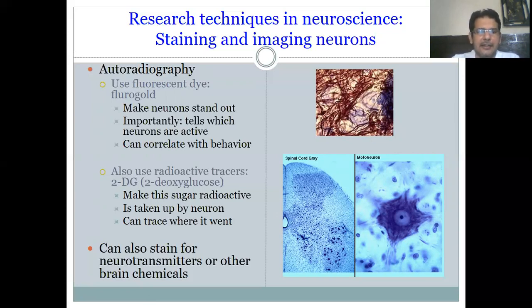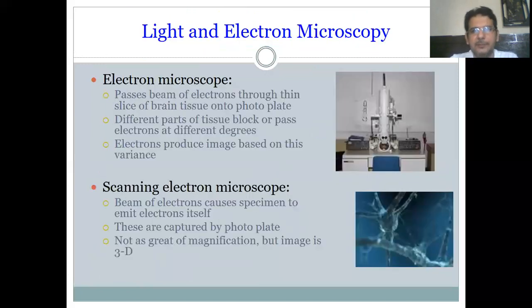In addition, they can also stain for neurotransmitters and other brain chemicals. You know, there are so many neurotransmitters which are involved in transmission of the signals between the neurons. So we can also stain those neurotransmitters and specifically check which neurotransmitter is active at this point. And then we can also see the linkages of those neurotransmitters with behavior. So there are different stains that can stain different parts of the neurons. And then we can also use autoradiography approaches for the brain.